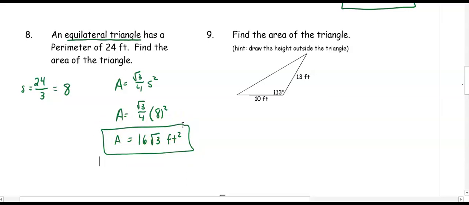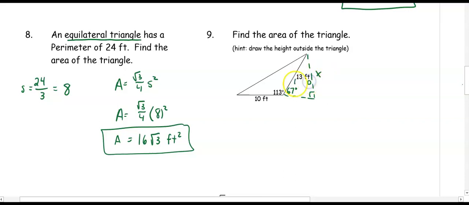Number 9, find the area of the triangle. Hint, draw a height outside of the triangle. So right now we don't have a height, so I'm going to draw this outside the triangle, perpendicular to the base. If the angle inside the triangle is 113, outside the triangle is 67, so we can use that to find our height.